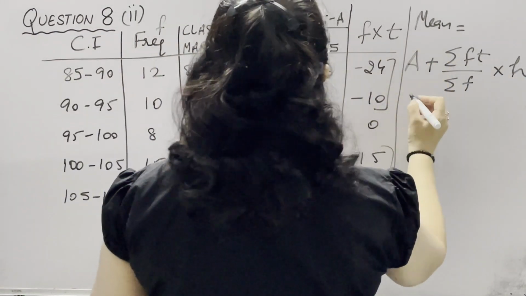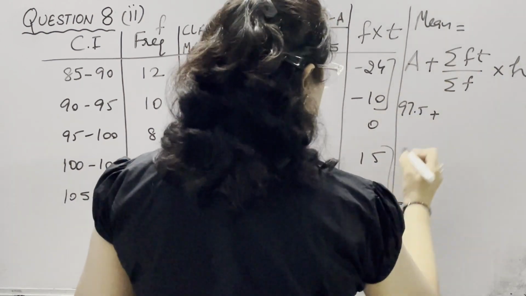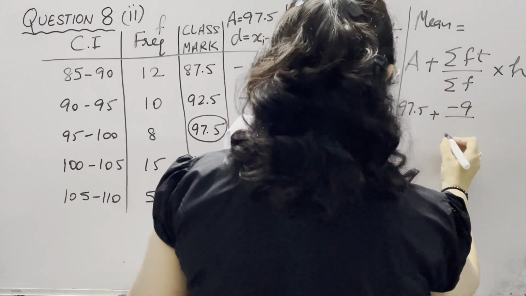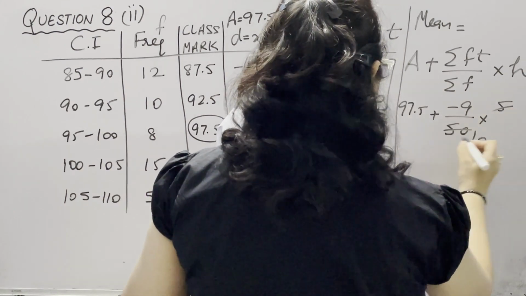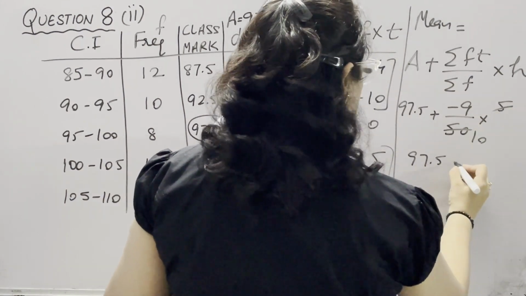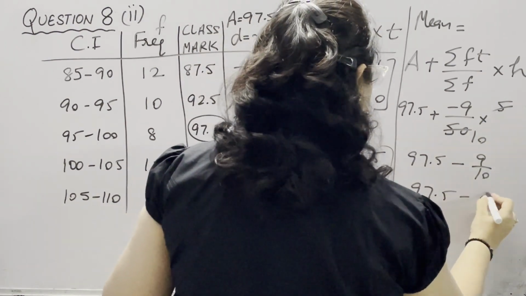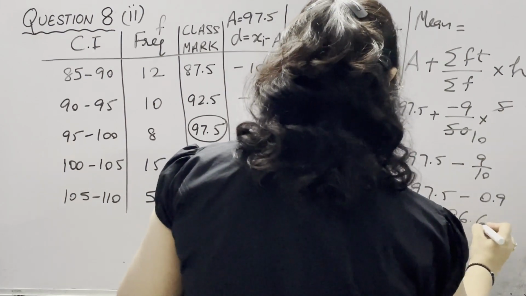Now what is the assumed mean? Its value is 97.5. Plus sigma ft, its value is minus 9. What is the value of sigma f? It is given in the question as 50 and the value of h is 5. So this is 97.5 minus 9 upon 10, that is 97.5 minus 0.9. So its value comes out to be 96.6.